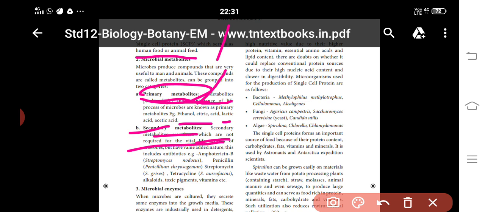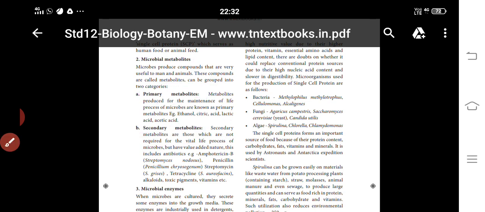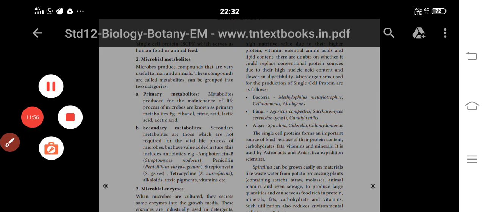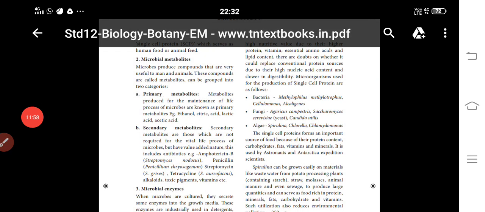So next, secondary metabolites means those not required for vital life, but with a value-added nature. Value means that sometimes when you have an illness, you take medicines like penicillin injection, which add some resistance power from the secondary metabolites at the time of illness in your body.